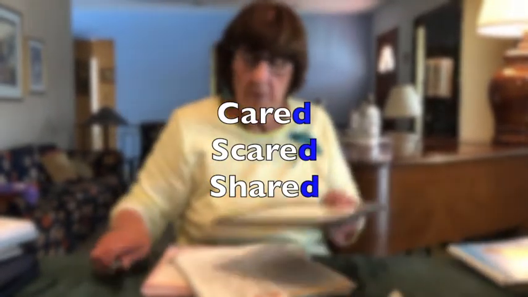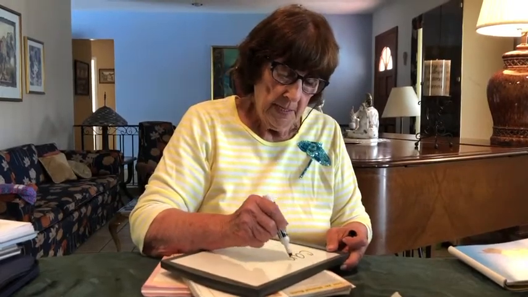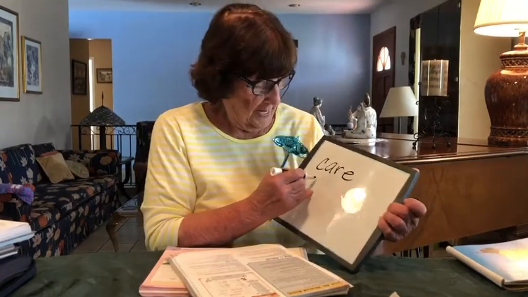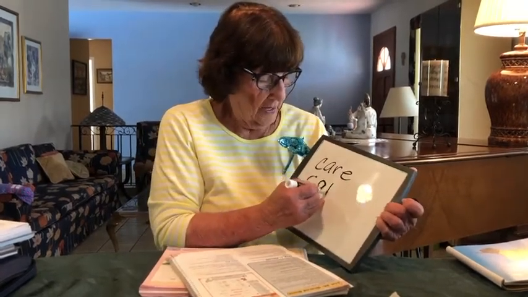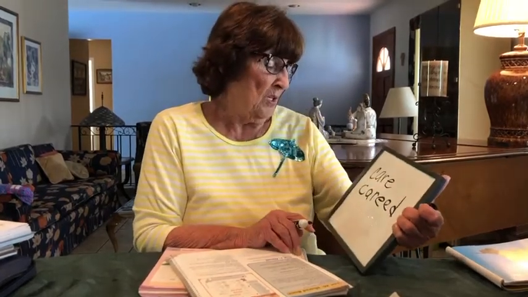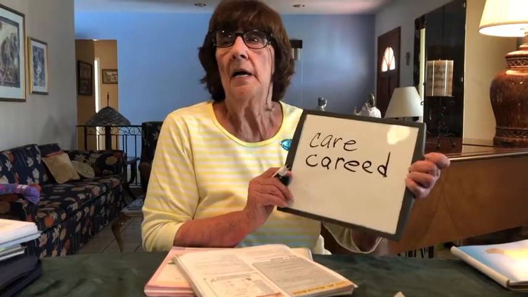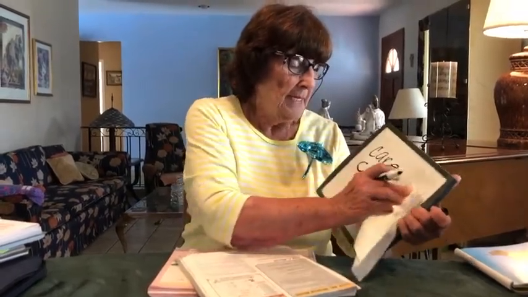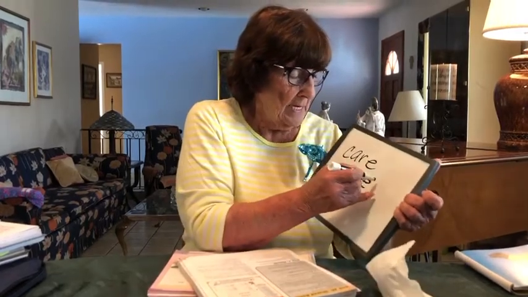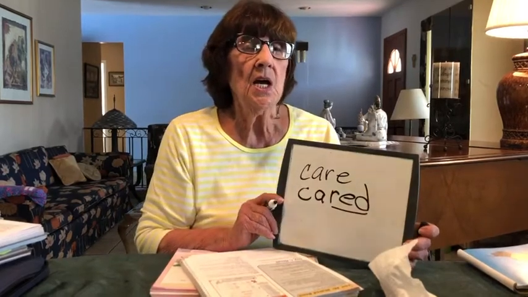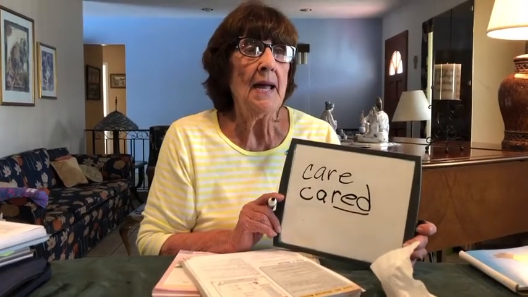We don't have two E's. Care would look very funny if we had C-A-R-E-E-D. Then it would be a word like careed, which is not a word. So in this case, we drop that second E and we just add the D, and it's cared. And this puts the time of the action in the past.